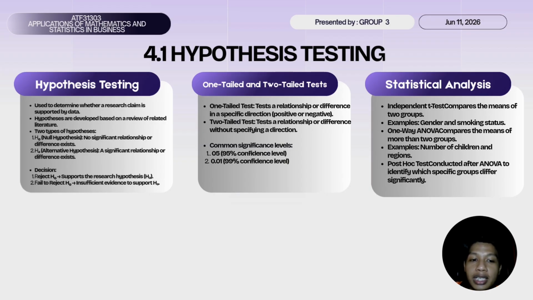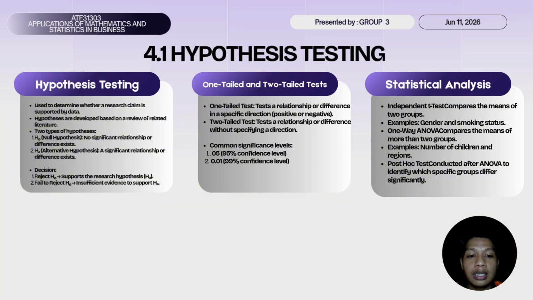Next, there are two types of statistical tests, one-tailed and two-tailed tests. A one-tailed test is used when the research predicts a specific direction of the relationship, either positive or negative. In contrast, a two-tailed test is used when no specific direction is predicted.